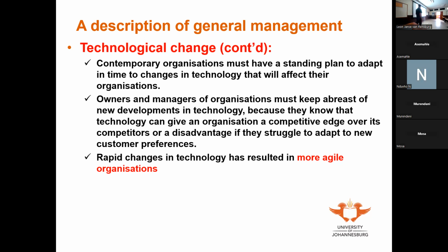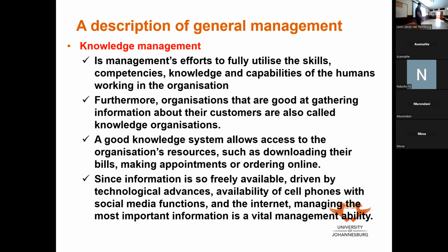Owners and managers of organizations must keep abreast of new developments in technology, exactly because of what I explained yesterday about competitiveness. Technology can give an organization a competitive edge over its competitors, or a disadvantage if they struggle to adapt to new customer experiences or preferences. So rapid changes in technology have resulted in more agile organizations. An agile organization is an organization that can change fast.